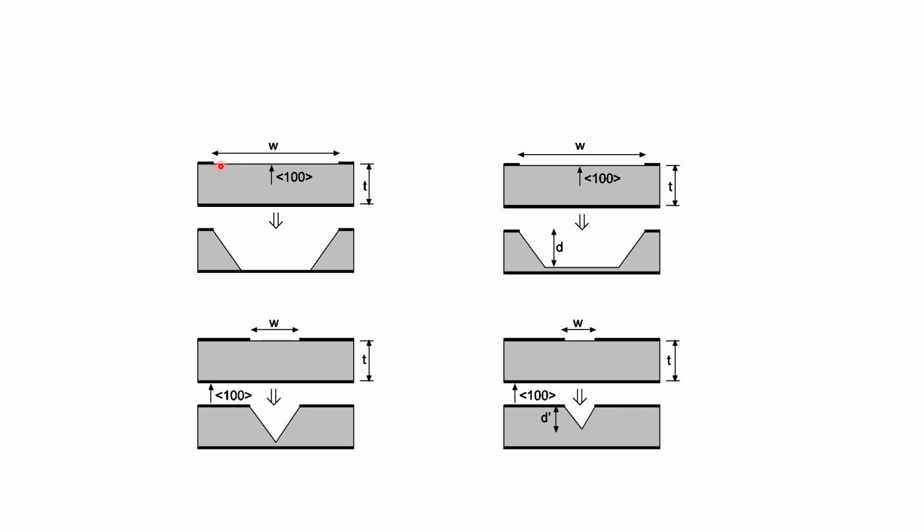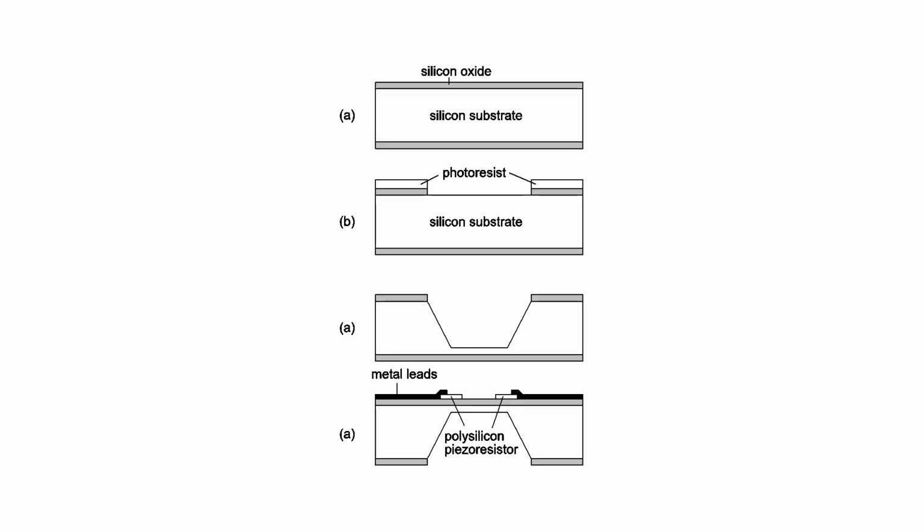Depending on the combination of the width of the window and the depth, you can have cavities that look like this, or you can leave a little bit of silicon at the back. You can have a full inverted pyramid. If the window is very small, then the size of the cavity would be very small as well.